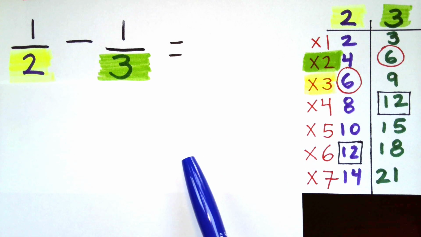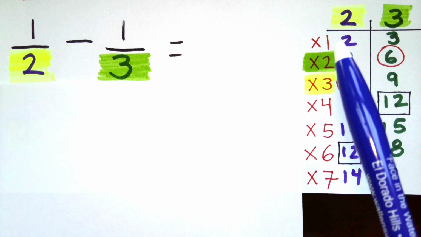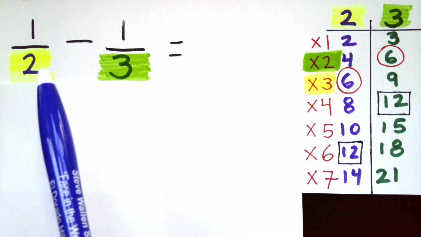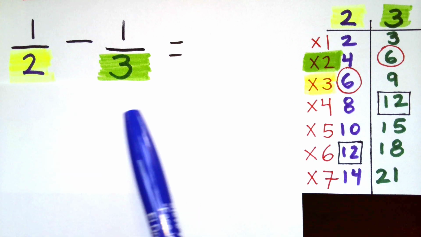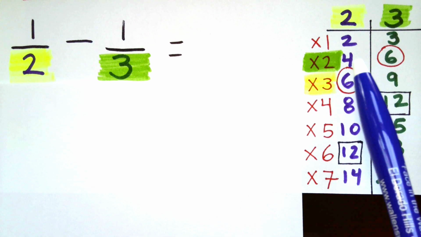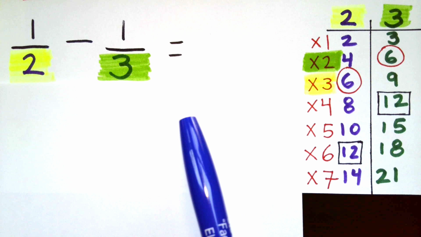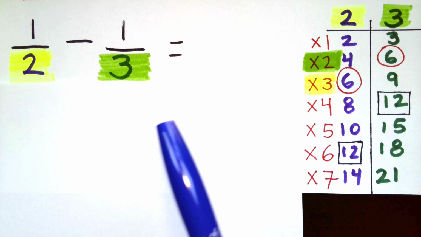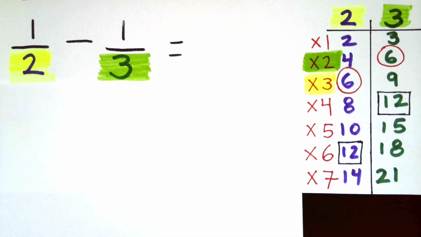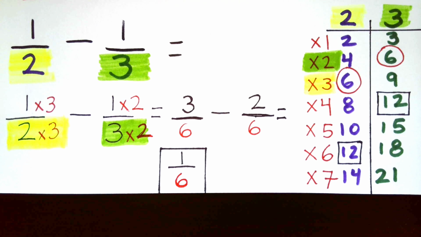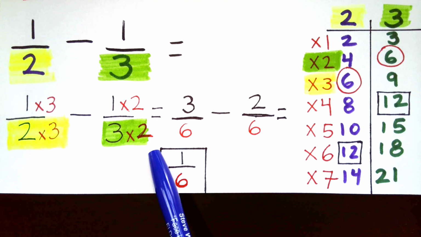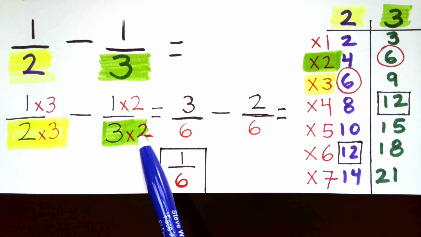6 is going to be my common denominator. I'll multiply 2 times the 3, top and bottom, and then I'll multiply 3 times the 2, top and bottom. That will give me the same common denominator, and I could subtract the values from there. Let's go ahead and take a look. What does that look like? You can see here how 2 times 3 would give me 6, and 3 times 2 would also give me 6. That's the common denominator.